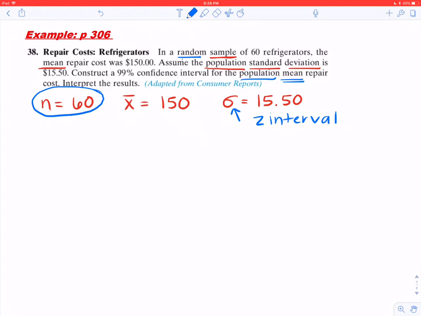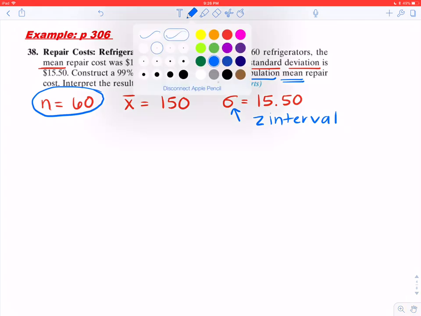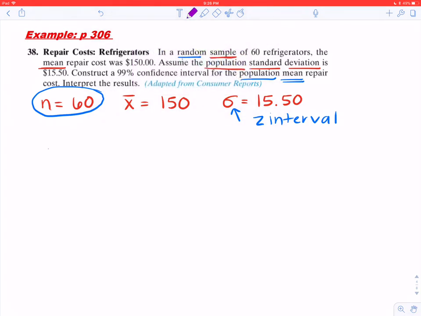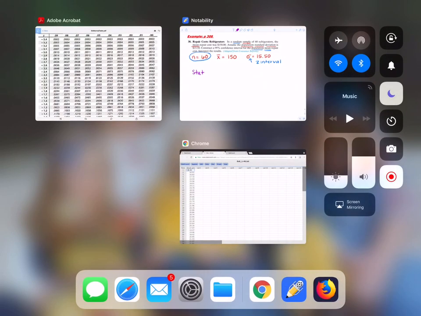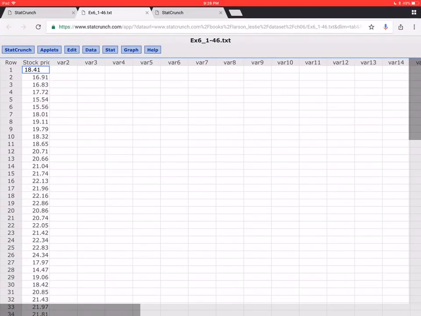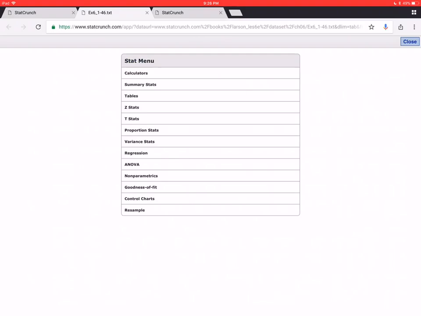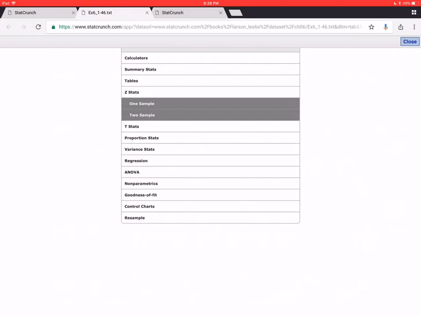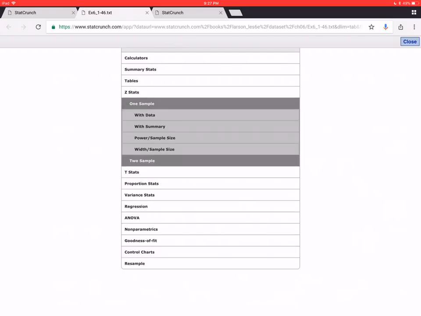All right, now once I determine that, I'm going to go to StatCrunch. I'm going to let it do the calculations here. So in StatCrunch, I'm going to go under Stat. And don't worry about the data set I have in here, right? We're just going to access the menu from the Stat menu. And because this is a z-interval, we're going to go under Z-Stats. Now, under Z-Stats, we're going to choose one sample. It'll always be one sample. And because we have summary statistics here, we're going to go to with summary.